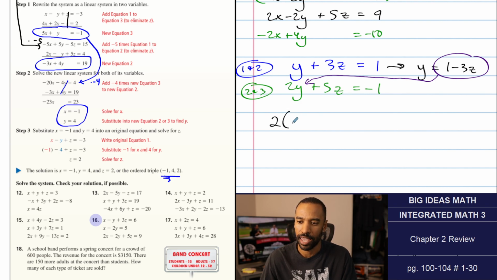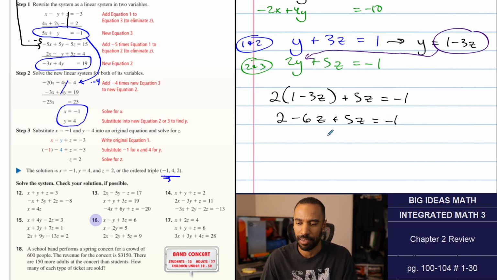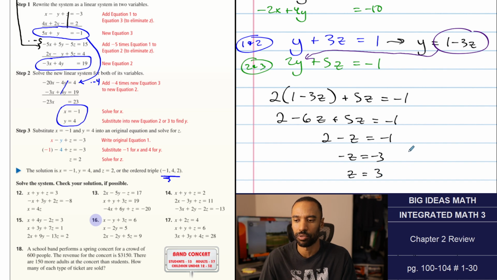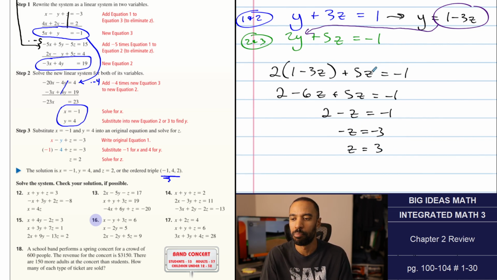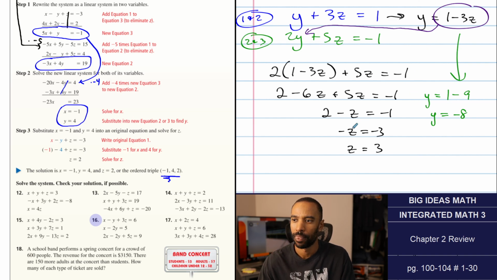So instead of 2y, I'm going to write 2 times this, like that. And now I can distribute the 2. And then combine like terms. Negative 6z plus 5z is negative z. And subtract 2 and divide by -1. So z equals 3. I'd argue that's longer in substitution, but what it does do for me, at least here in solving for y, is y is already by itself here. y is 1 minus 3z. 3 times 3 is 9, so y is -8. That was a little faster.